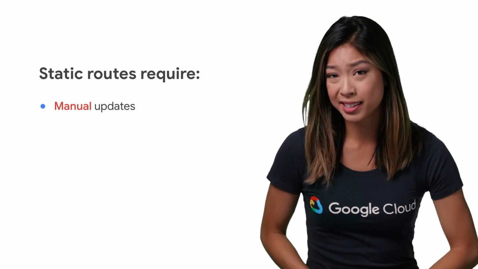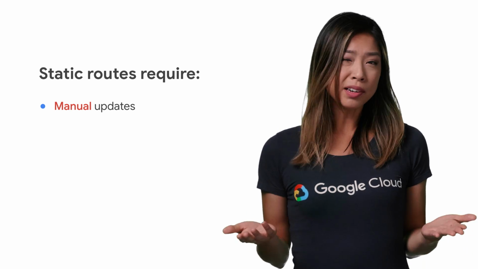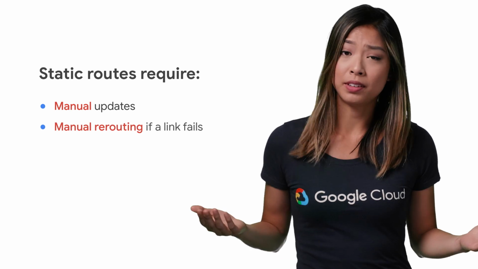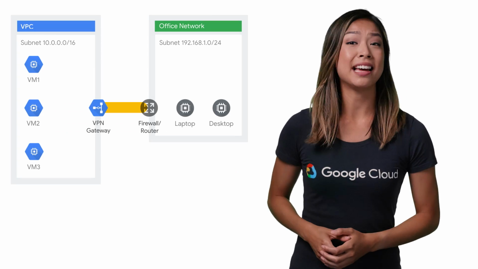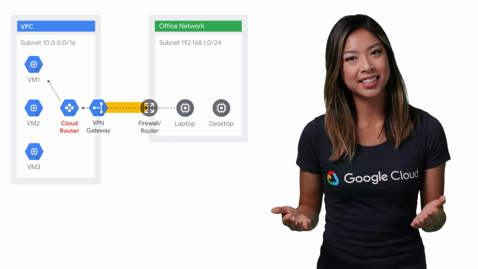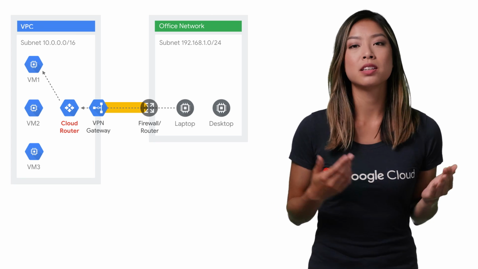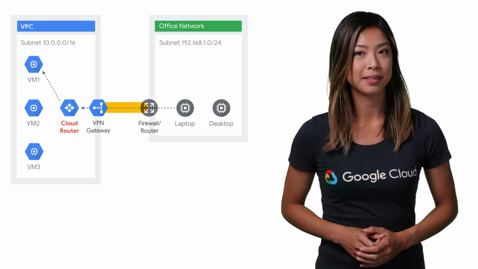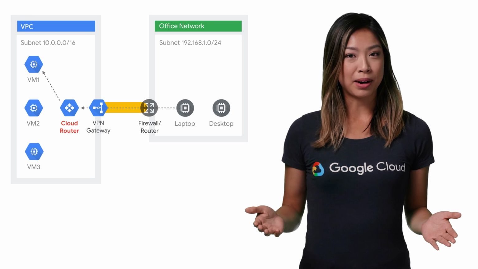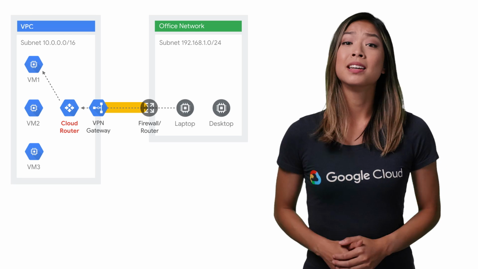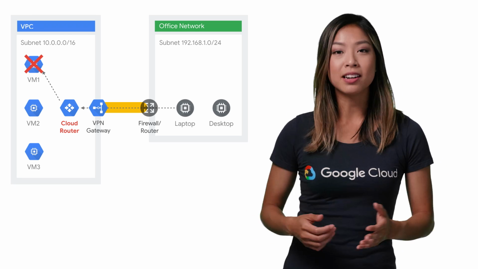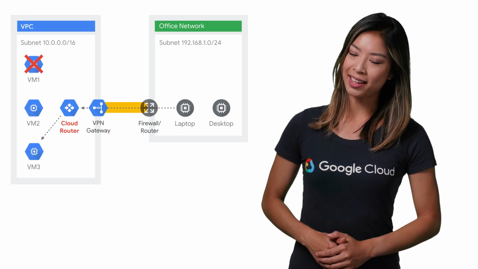A topology change on either network requires you to manually update static routes. Also, static routes can't automatically reroute traffic if a link fails. What we want is a solution where our networks can automatically and rapidly discover topology changes and then route traffic accordingly so our users don't sense disruptions. This is exactly what dynamic routing does, which Google Cloud Platform offers as Cloud Router. Now, if a link fails, Cloud Router can automatically reroute traffic if another path is possible.